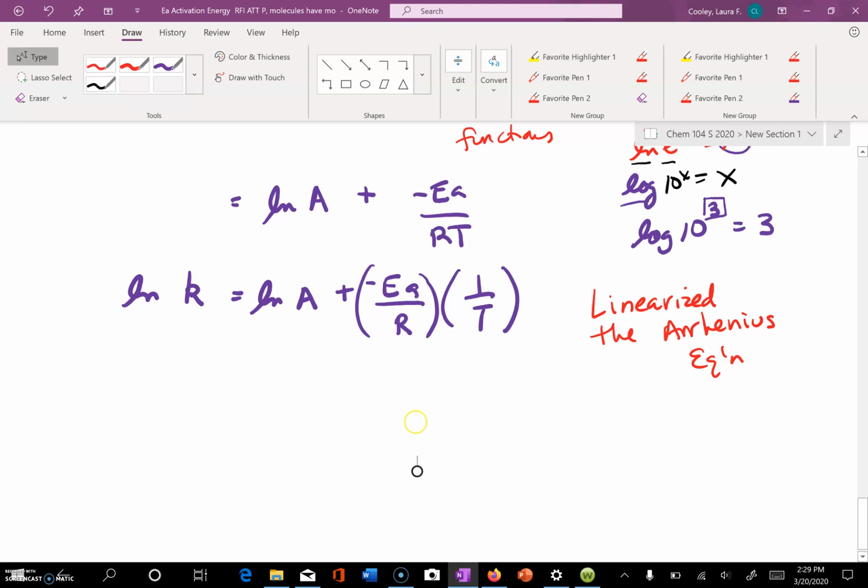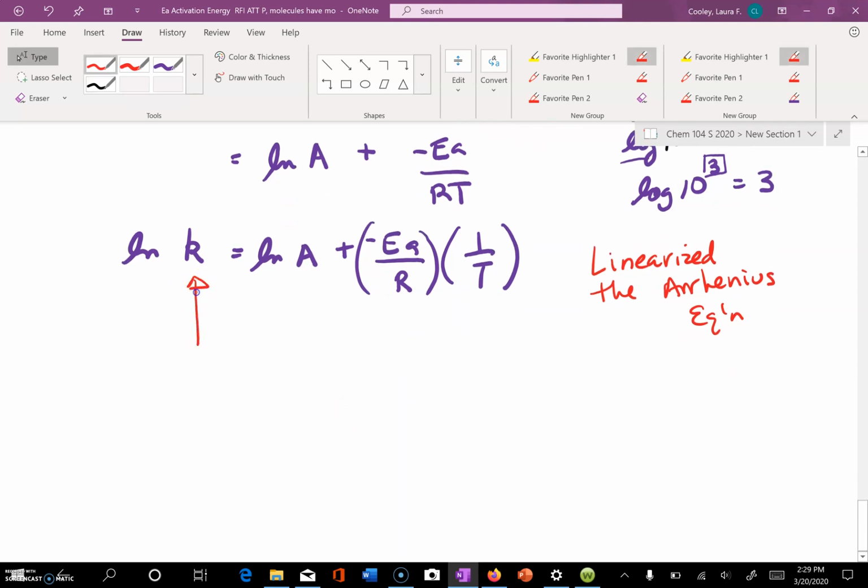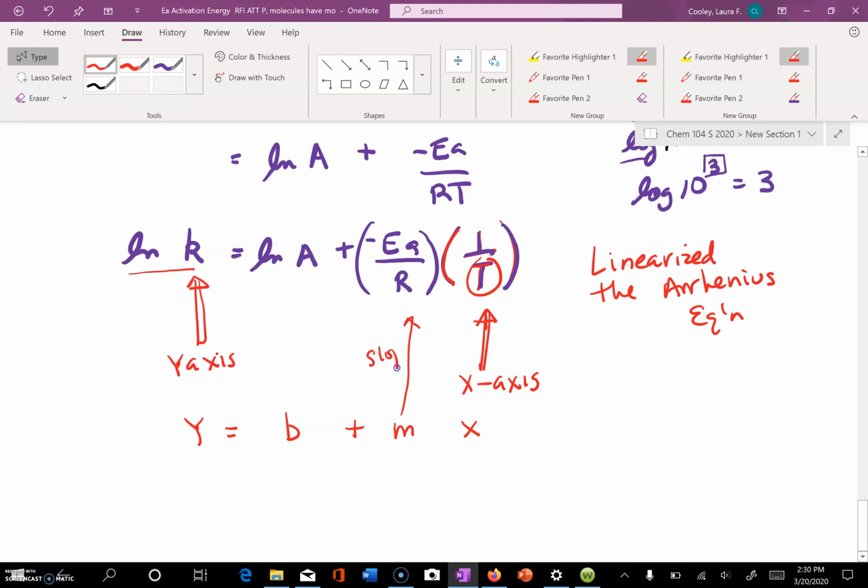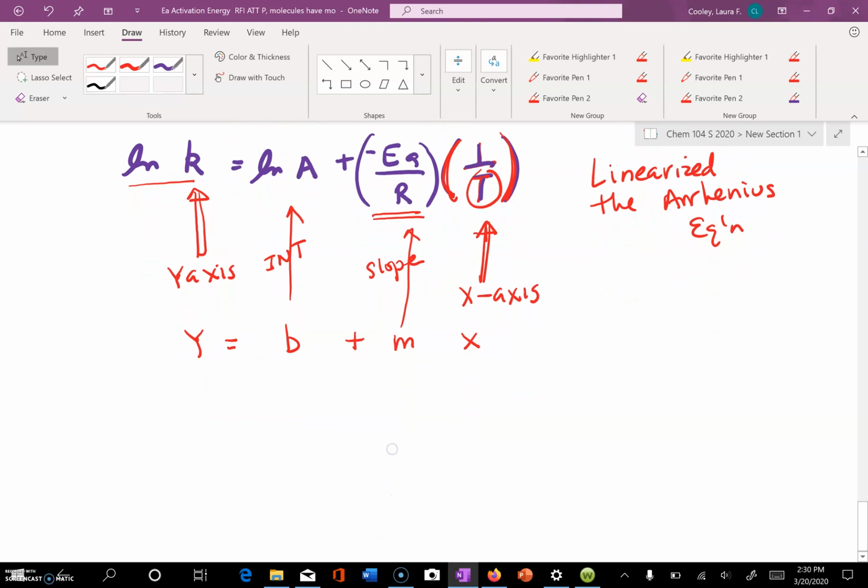So what you could see here is if you manage to take data for the log of the rate constant as a function of temperature, because T is right here, and if you take 1 over T and plot that on the x-axis, and plot the log of the rate constant on the y-axis, then basically using the formula y equals b plus mx, if you plot the log of k versus 1 over T, the slope is minus Ea over R, and the intercept is the log of the pre-exponential factor.